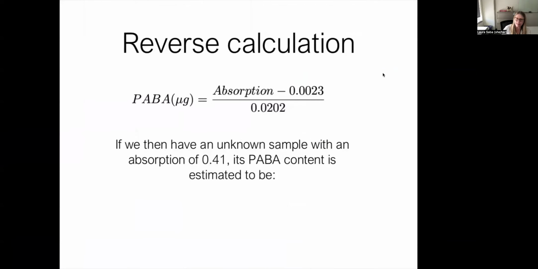So what we do is we simply rearrange our equation again. So it was absorption equals 0.0023.